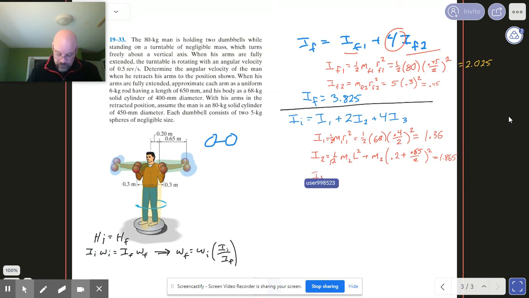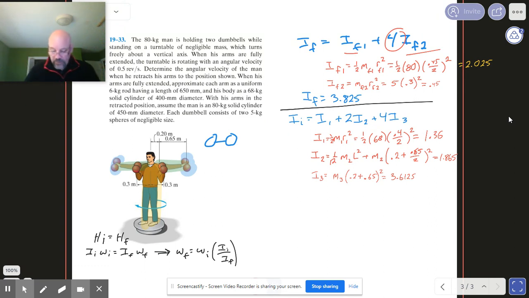I3. This is just one of the balls, and the balls are out there at a certain distance. I'll call the mass M3 just to make it easier. The balls are out there at a distance of 0.2 plus 0.65. Since we're treating them as a point mass, we just use mr squared. Running the numbers on those, you get 3.6125.